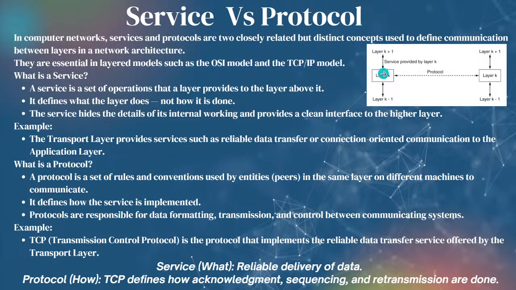In computer networks, services and protocols are two closely related but distinct concepts used to define communication. Service is different, protocol is different. Both are closely related, but both are different, because service gives the answer to the question what, and protocol gives the answer to how. They are essential in layered models such as the OSI model and the TCP/IP model.